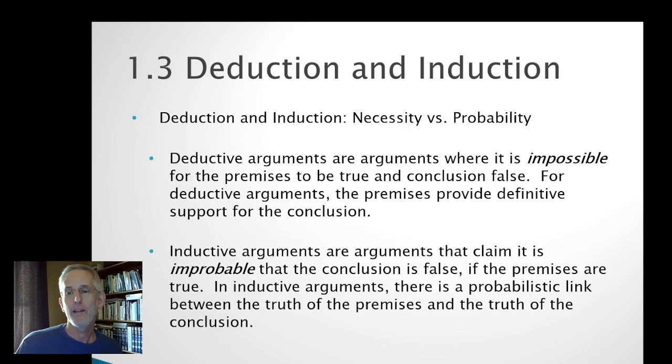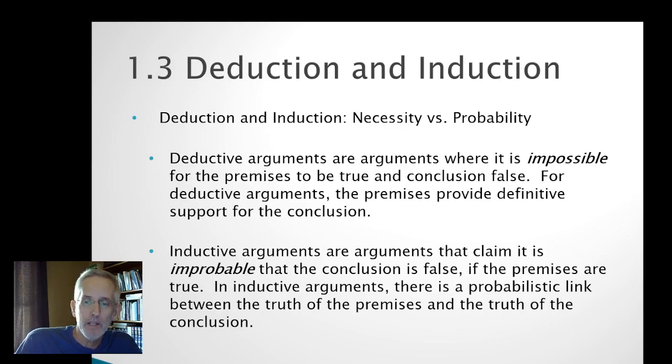There's no way that if the premises are true in a deductive argument that is constructed correctly, that the conclusion could ever come out false. Deductive arguments are sort of the ultimate argument. If they are done properly, you could never refute a deductive argument.